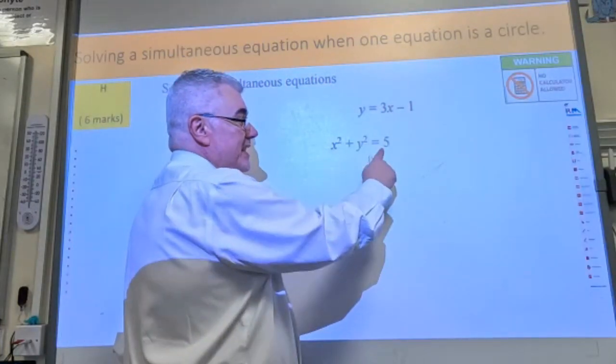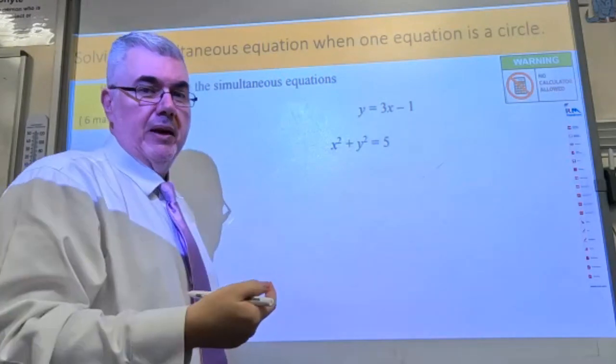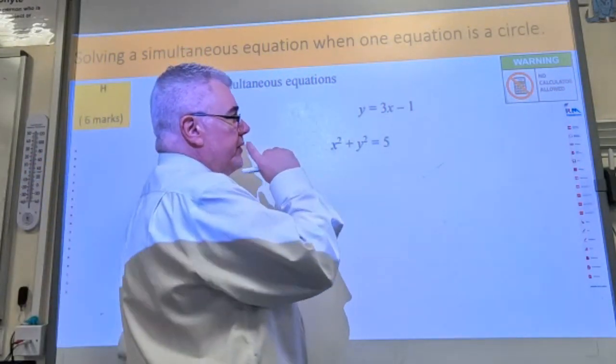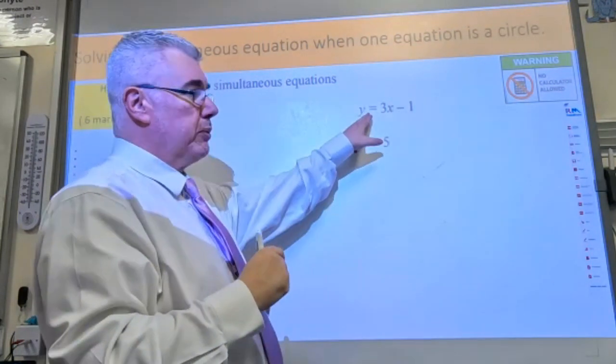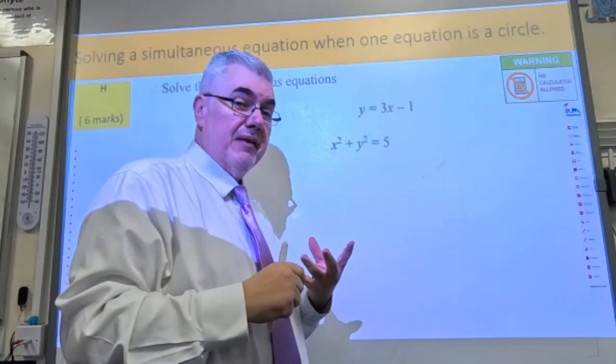We should recognise that this is the equation of a circle. X squared plus y squared equals a number is always the equation of a circle. It actually doesn't really matter. But notice on today's question, we can't put these equal to each other because they're not equal to the same thing. This is equal to y, this is equal to 5. We need to find a different way.